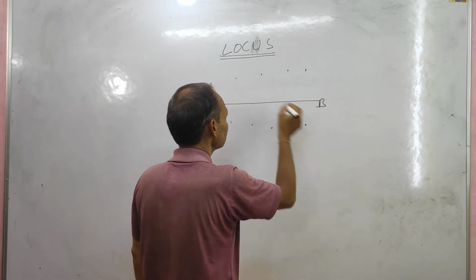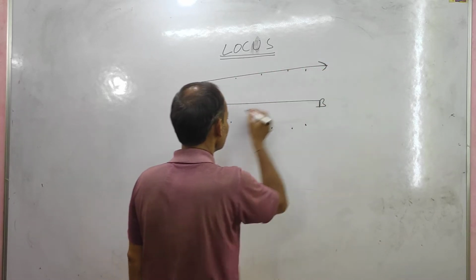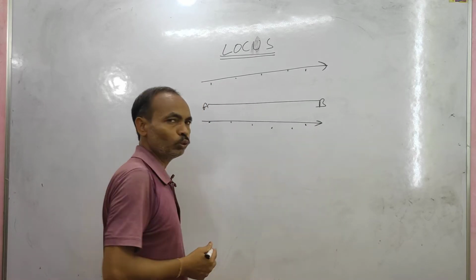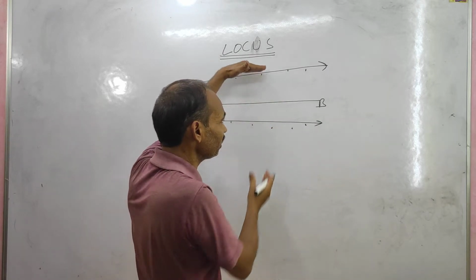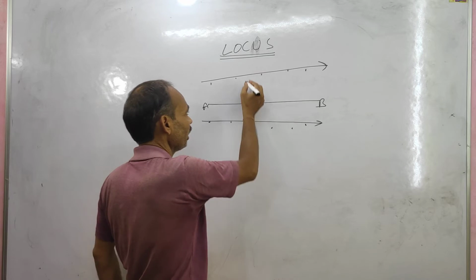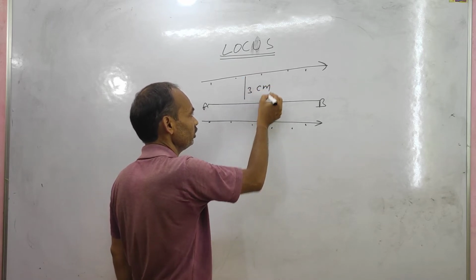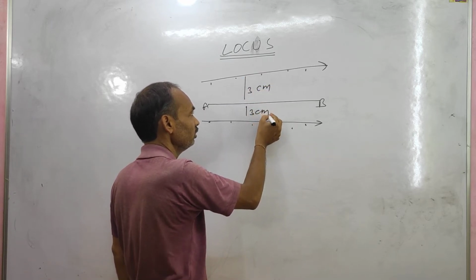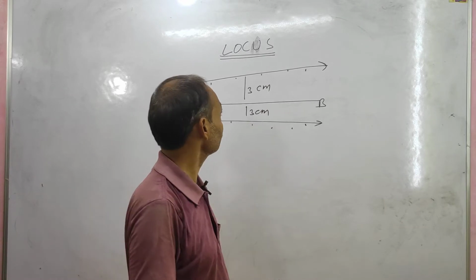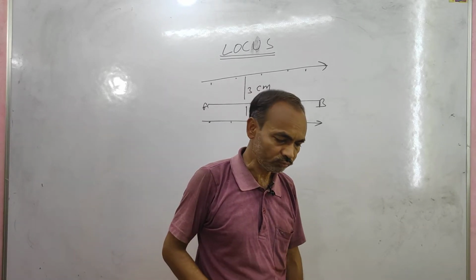And so the condition is: the two lines parallel to either side of AB having distance 3 centimeter, 3 centimeter. This is the answer of your locus.